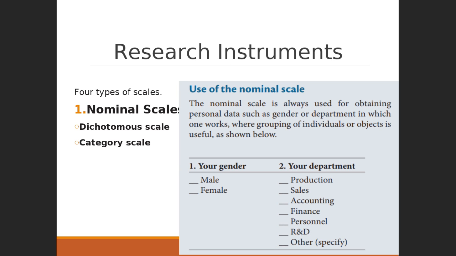A main characteristic of a nominal scale is that one category is not superior to another category, because there is no ranking between or among categories. Most of the personal information is measured through nominal scale, like gender, your whereabouts in the company, your age, your experience. These things are measured on nominal scale. Nominal scale has 2 types: a dichotomous scale and the category scale.